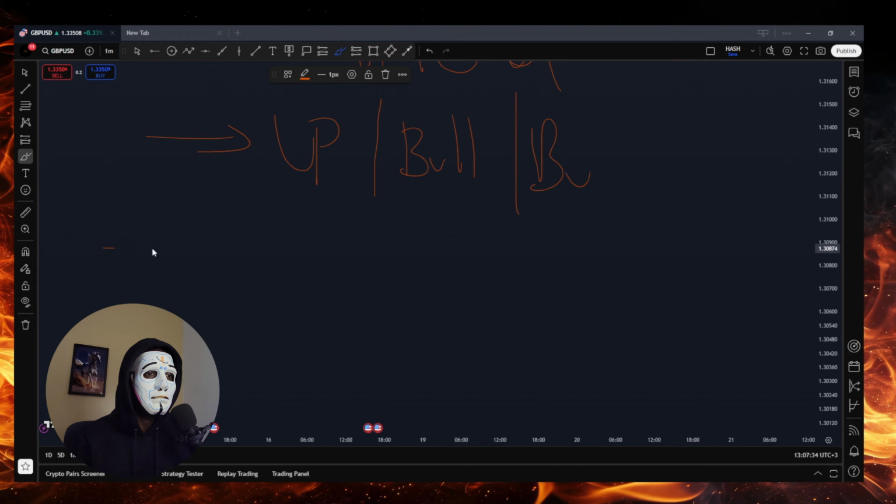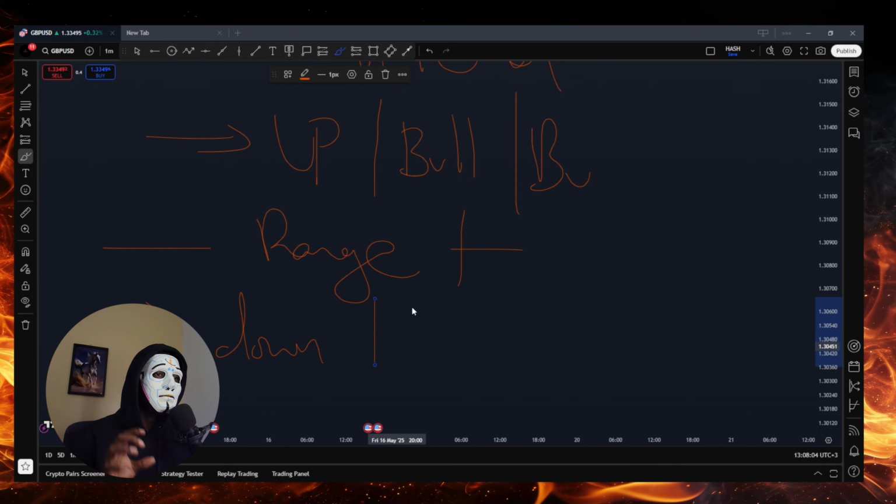We also have what we call the ranging market, or you can call it consolidation, where the market is consolidating or moving sideways. Remember, we are looking at price action. What does price do? Price is either going to be moving up. If it is not moving up, then it is going to be ranging. If it is not ranging or consolidating, it is going to be moving down. That means it is in a downtrend.